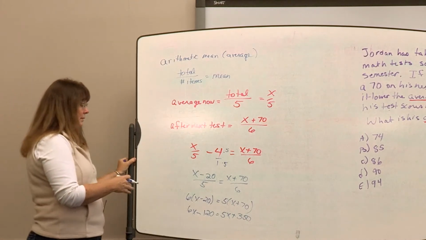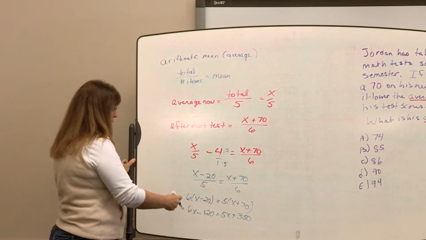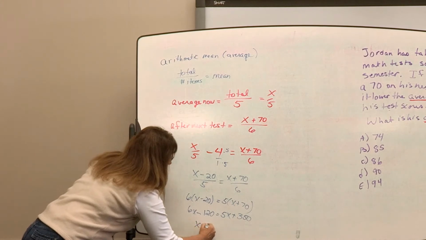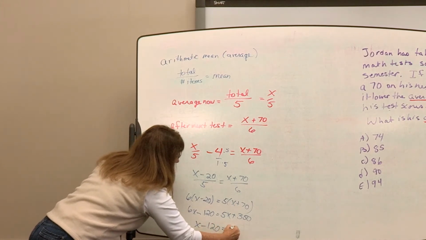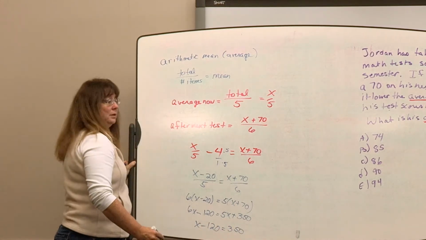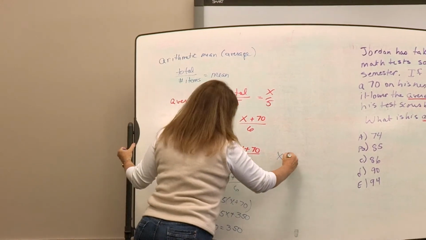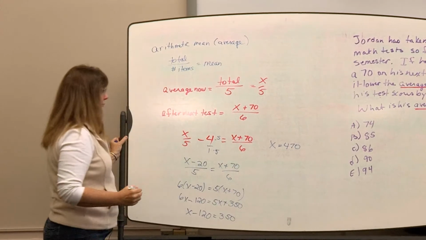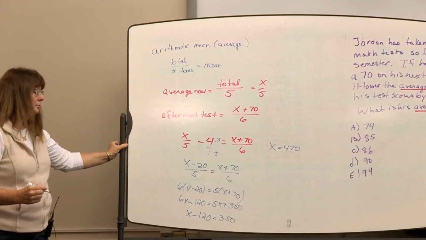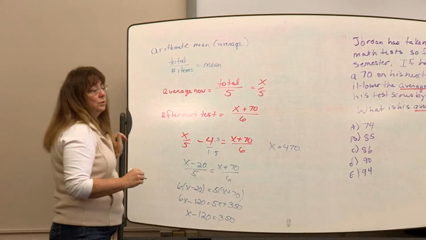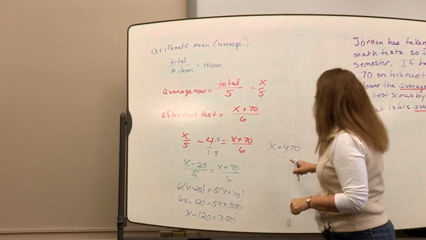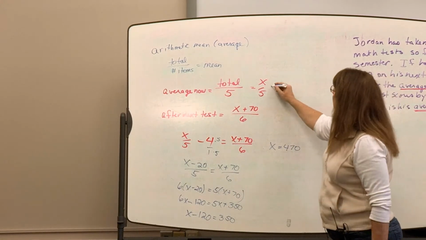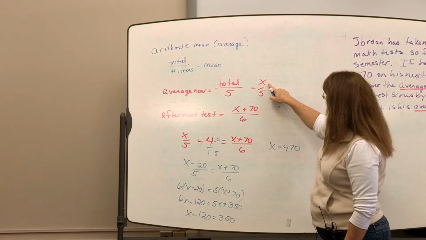I can combine all my x's together, so I'll subtract 5x from both sides. And I can add the 120 to both sides. So I found out what his total is right now. X stood for that total. That total is 470.